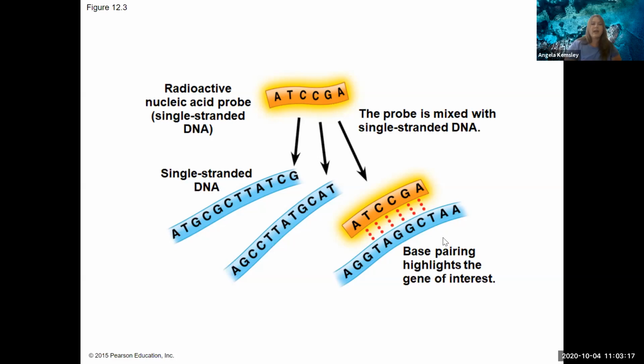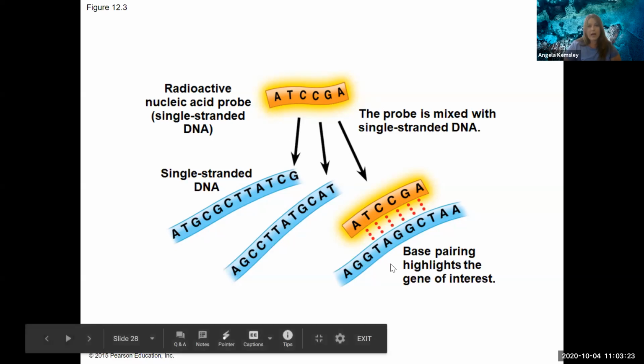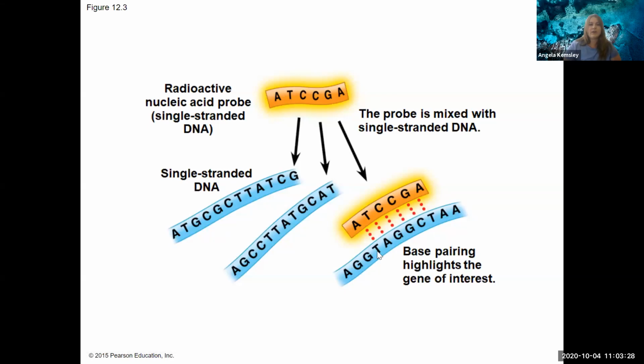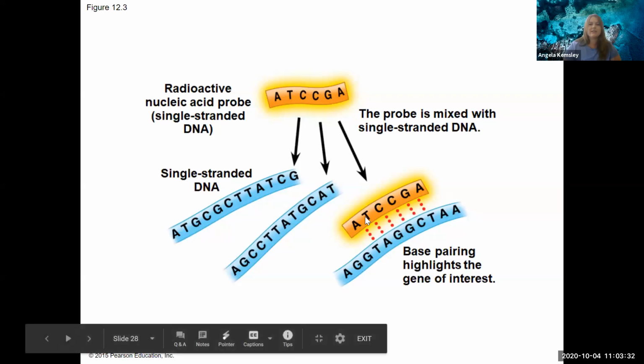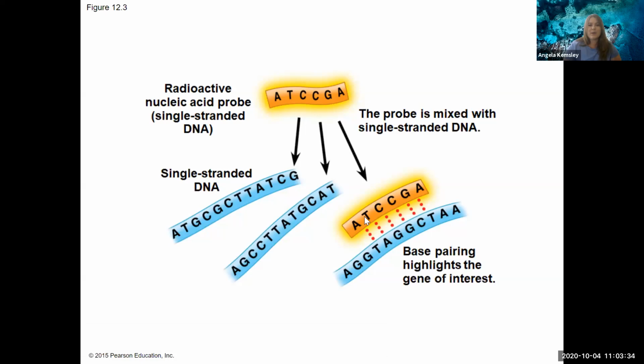So we make a complementary radioactive nucleic acid probe. Complementary means it has the base pair to it. So we're looking for a T, so we're going to create our nucleic acid probe with an A, because A is going to go find T, right? Then if we're looking for an A, our nucleic acid probe has a T. So it's going to be the opposite, the pair of what we're actually looking for. Make it radioactive, we make it glow.